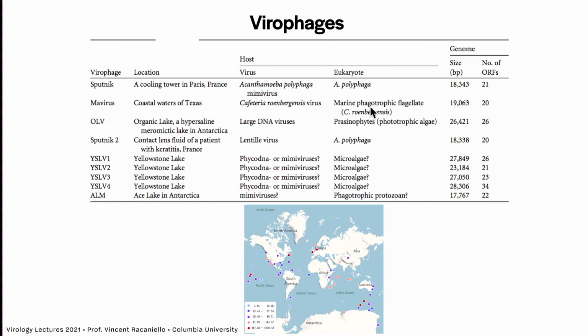By the way, this organism is a marine phagotropic flagellate. It's an interesting little eukaryote that's very numerous in the oceans, and it eats a lot of things, which is why they call it cafeteria. Anyway, there's a virus of cafeteria, virophage of cafeteria.